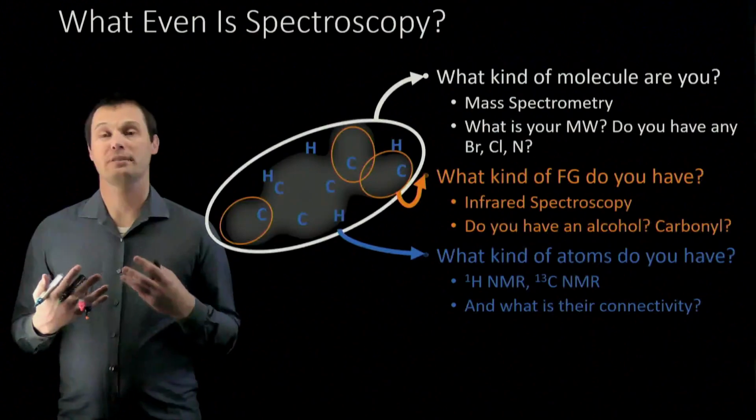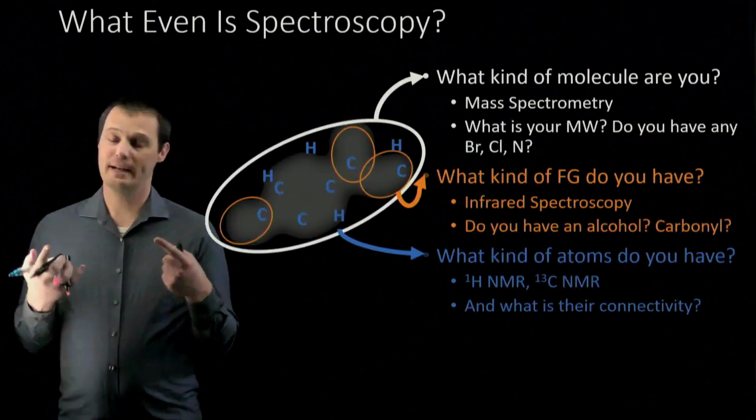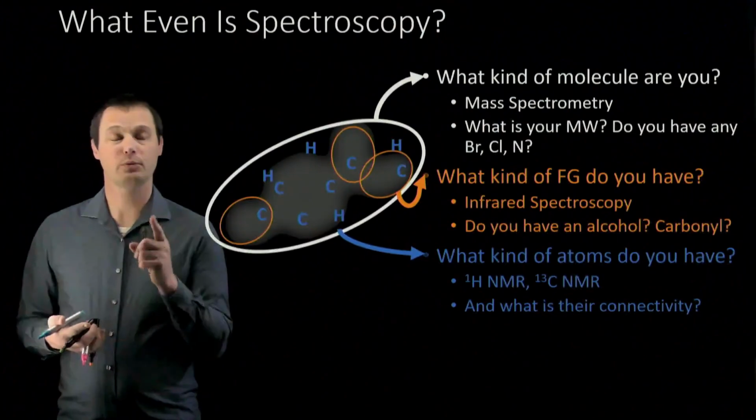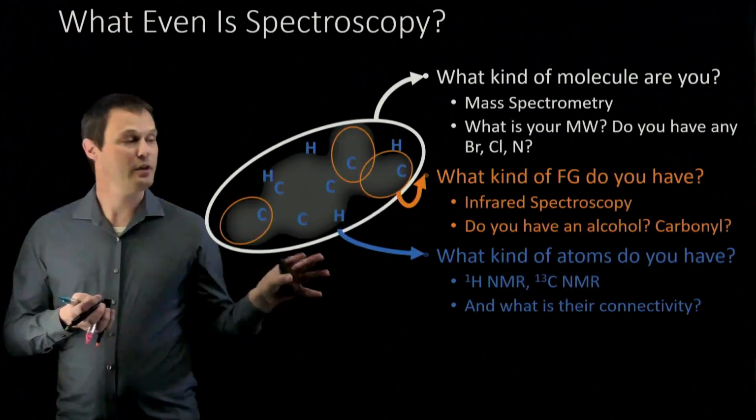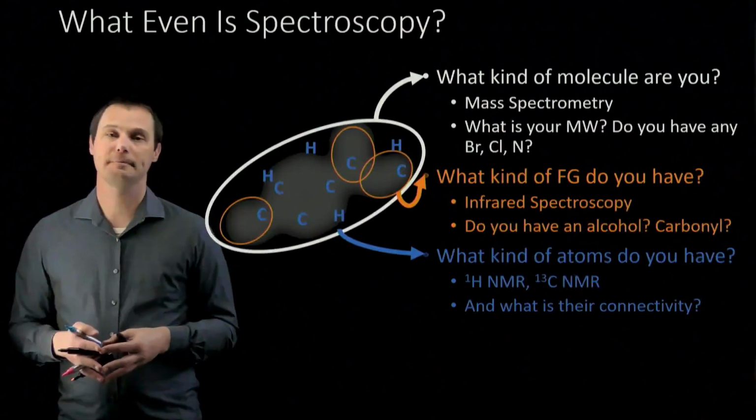Not only will NMR ask what kinds of atoms do you have, but it will also ask how are those atoms connected to each other. And that's really important information. It's really the only way we can stitch the entire molecule together, with this connectivity information that NMR gives us. And notice what we've done here.